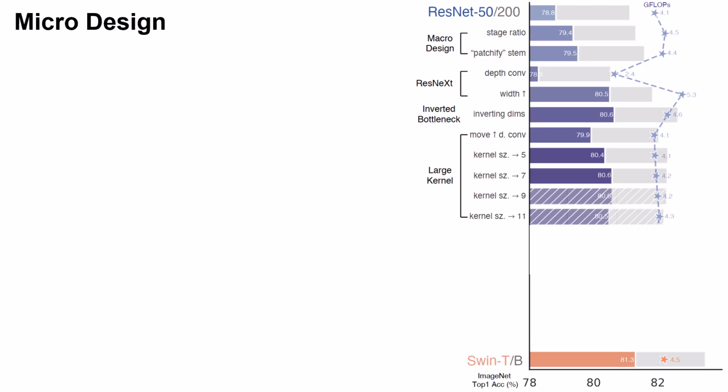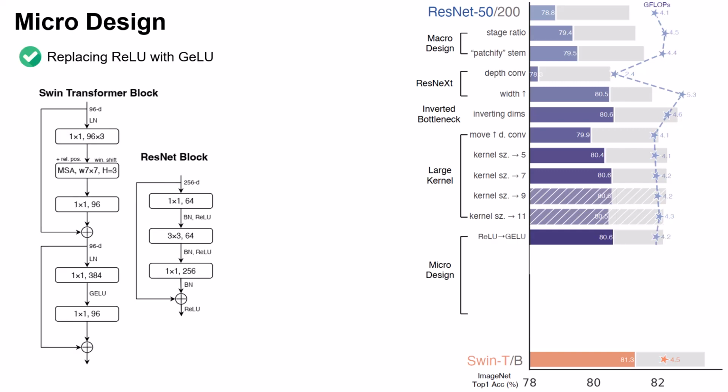And there are some micro design, some small modifications that they also did and improved the performance even further. So the first thing is replacing the ReLU activation function with GELU, because in transformers we usually use GELU instead of ReLU, which was originally used in ResNet architecture.